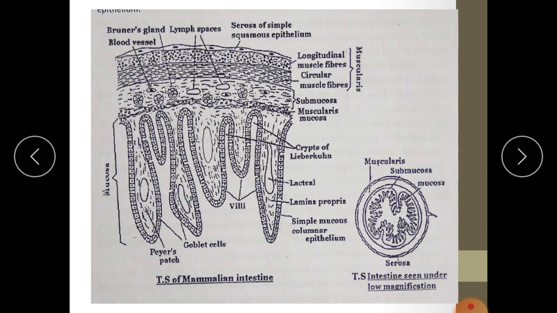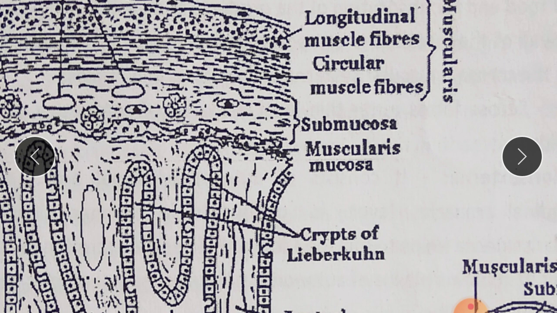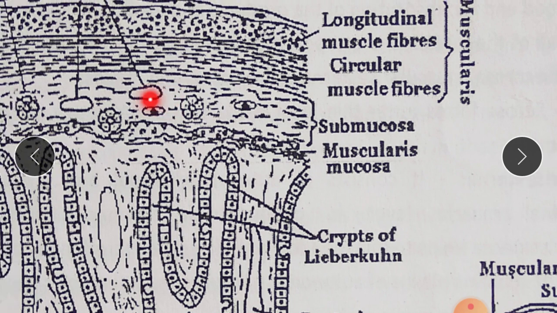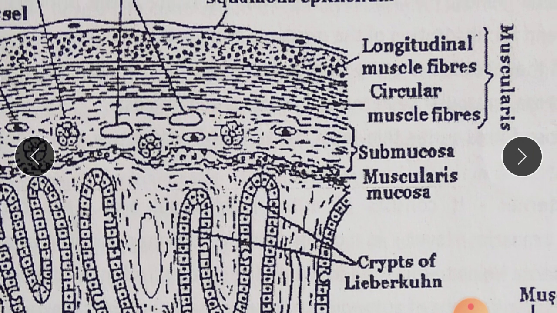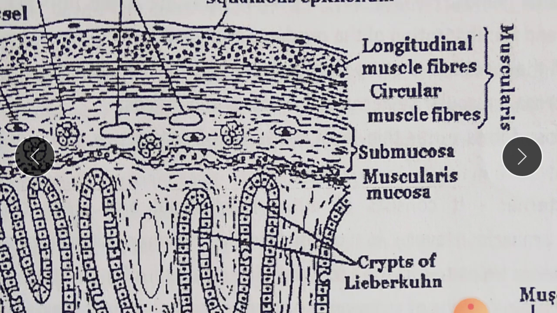So this is the submucosal part. This has connective tissue, blood vessels, lymphatic vessels, and these are the glands, Brunner's glands, submucosa. Okay, so nerve plexus is also there.